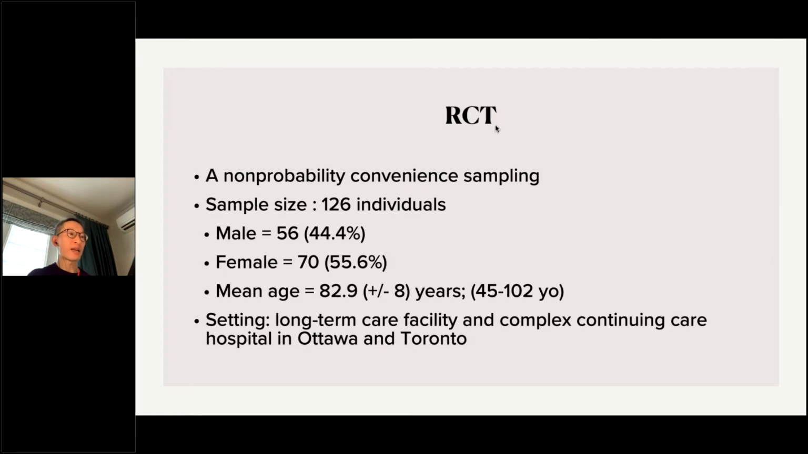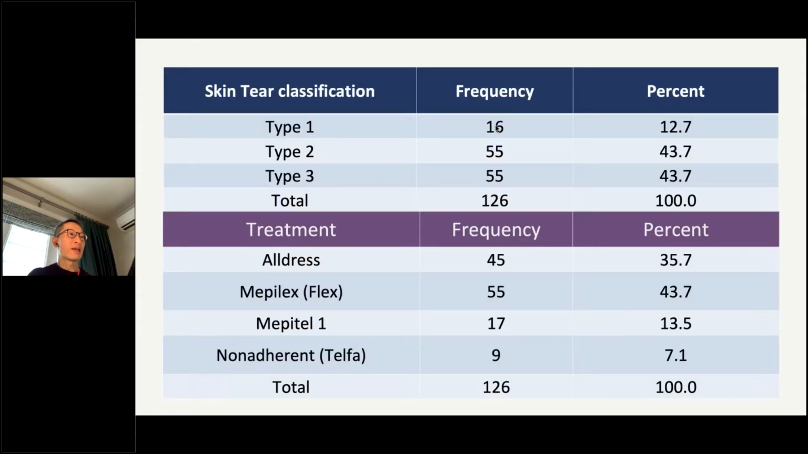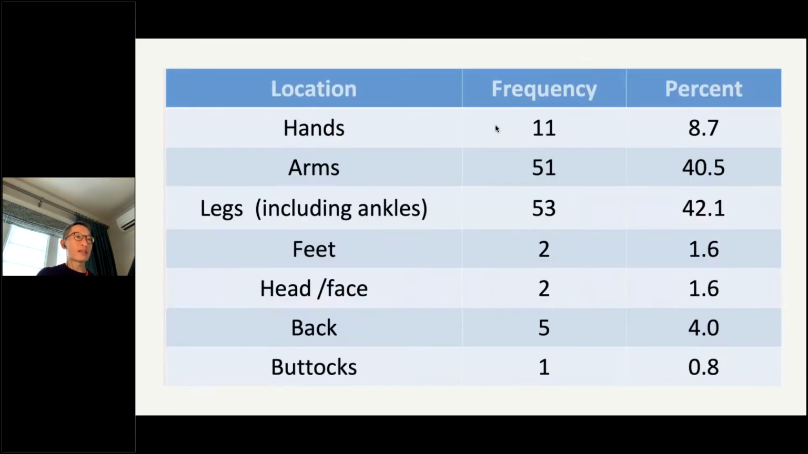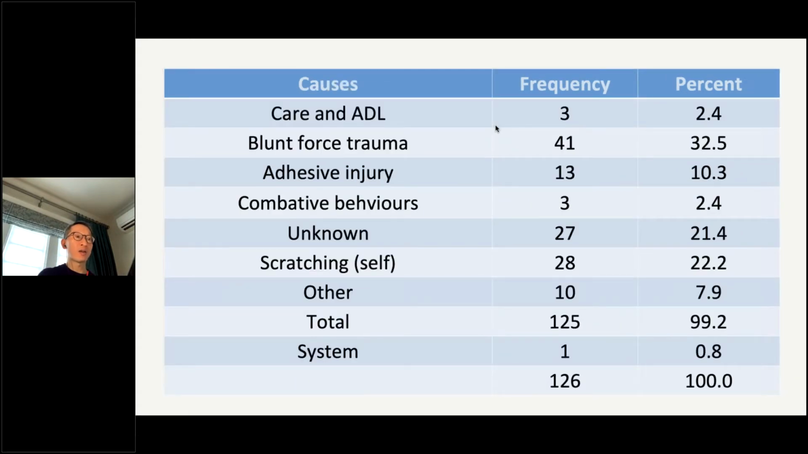Very typical to a long-term care setting. Most participants were female and aged. We got different types of skin tears, and based on the different skin tear types, we use different types of dressings. With type 1, we primarily use either Mepitel One in the treatment group or the Adaptic in the control group, which has no silicone interface. And these are the locations, mostly in arms and legs, and different etiologies why people develop skin tears. Most of the time, we don't really know why, but they just happen to be there.